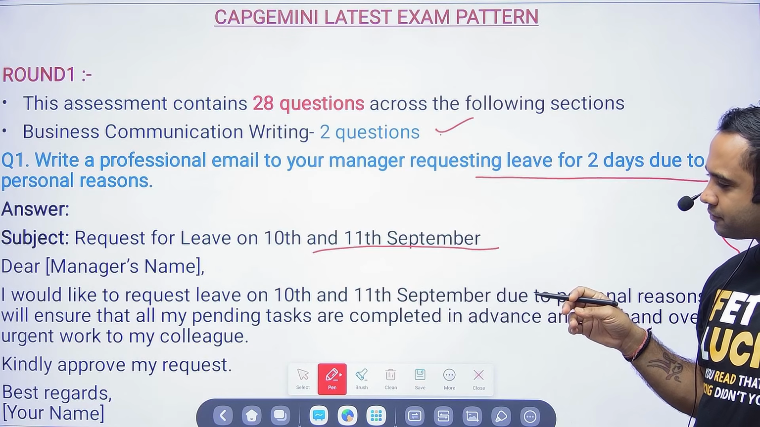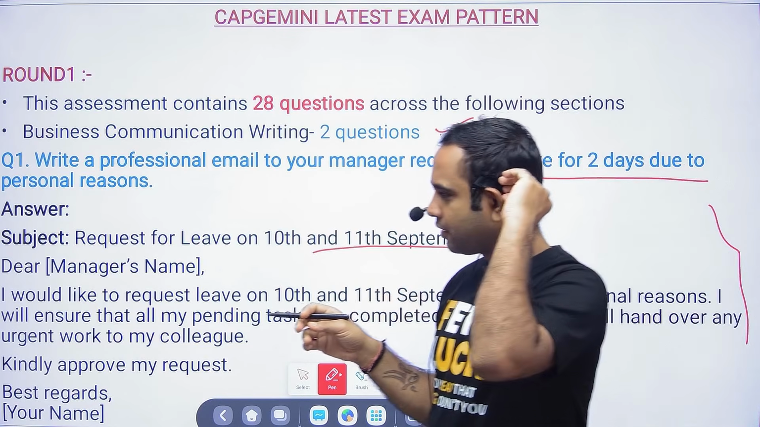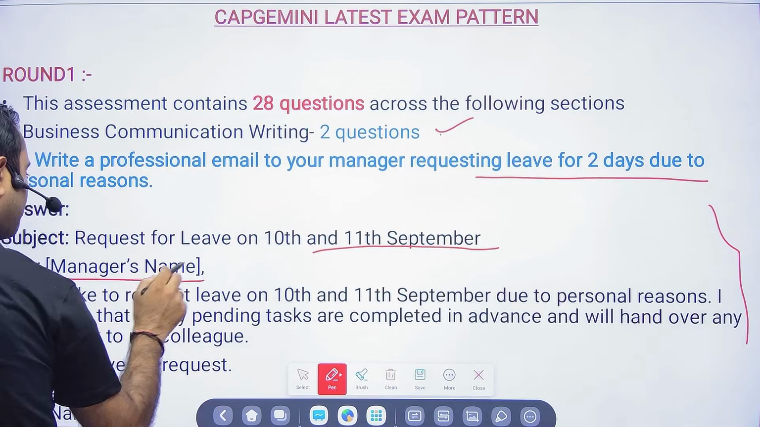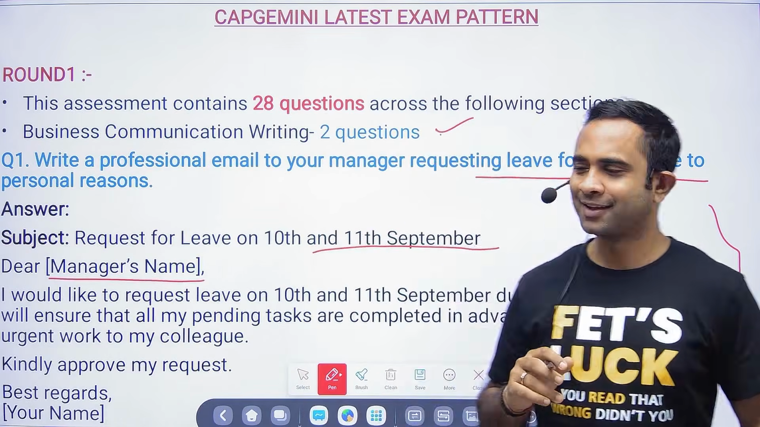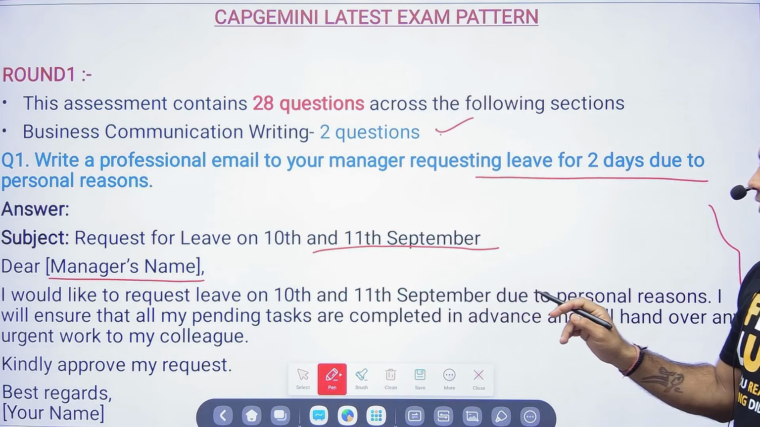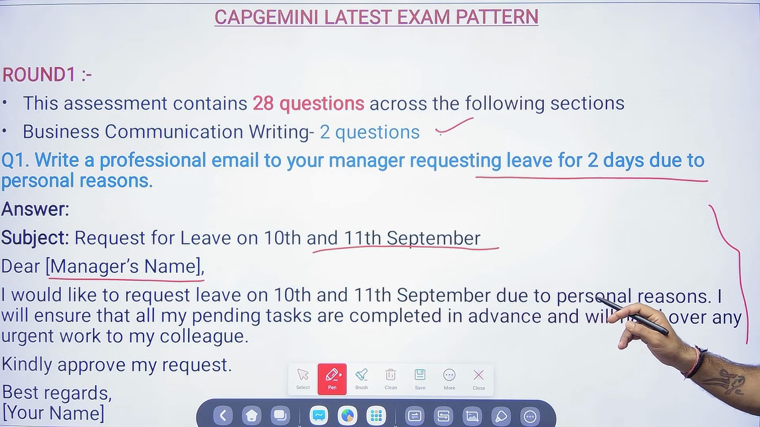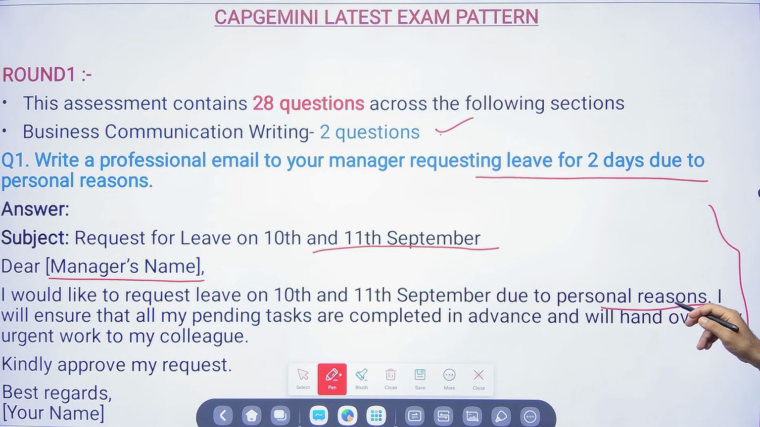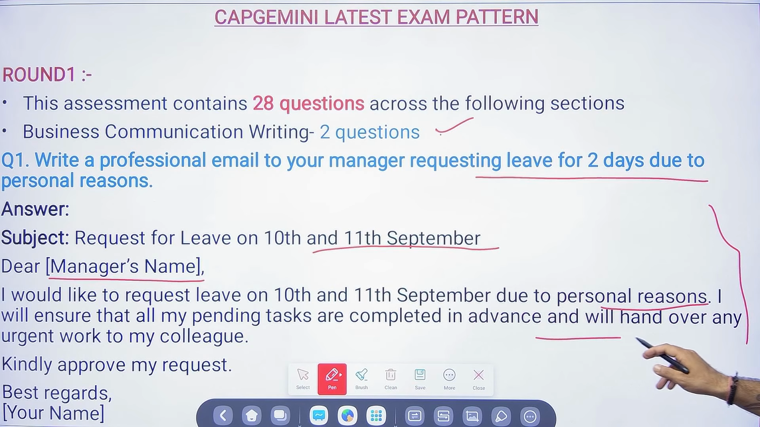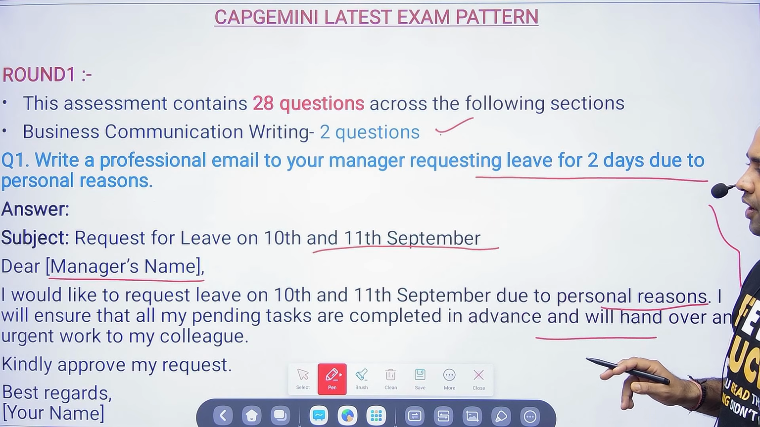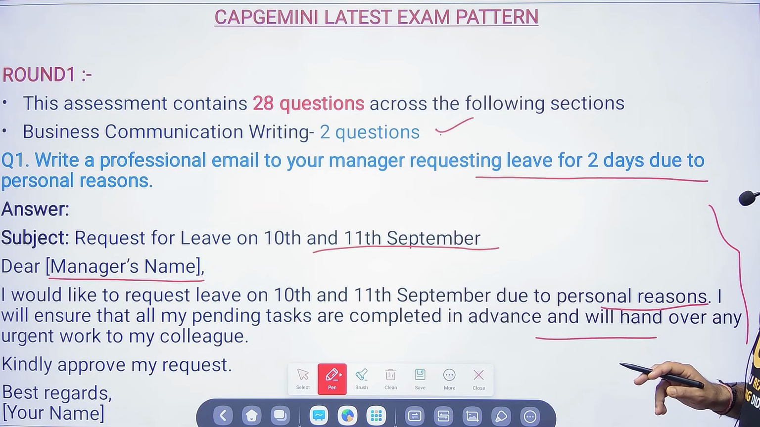So, dear manager name, so dear Pratik Srivastava. I would like to request leave on 10th and 11th of September due to personal reasons. I will ensure that all my pending tasks are completed in advance and will hand over any urgent work to my colleague. Kindly approve my request.